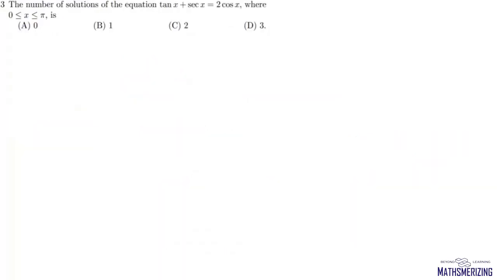Now question number 3 is, we need to find the number of solutions of this equation. Now what we'll do is we'll change everything in sin and cos. Then we can write this as sin x plus 1 equals 2 cos square x, and we can write cos square x as (1 plus sin x) into (1 minus sin x). Now we'll cancel 1 plus sin x. So one of the solutions that we'll get is sin x equals minus 1.